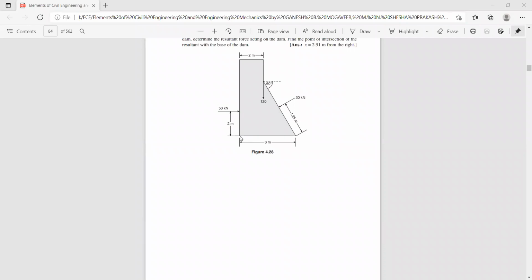Now you can find the x-intercept. So x-intercept is nothing but sigma MA divided by sigma f of y. So you will get this distance where the resultant cuts. This is the x-intercept. Suppose if I draw a line like this, it may cut here. So I want this distance, the x-intercept, 2.90. Okay, and the y-intercept is sigma MA divided by sigma f of x.